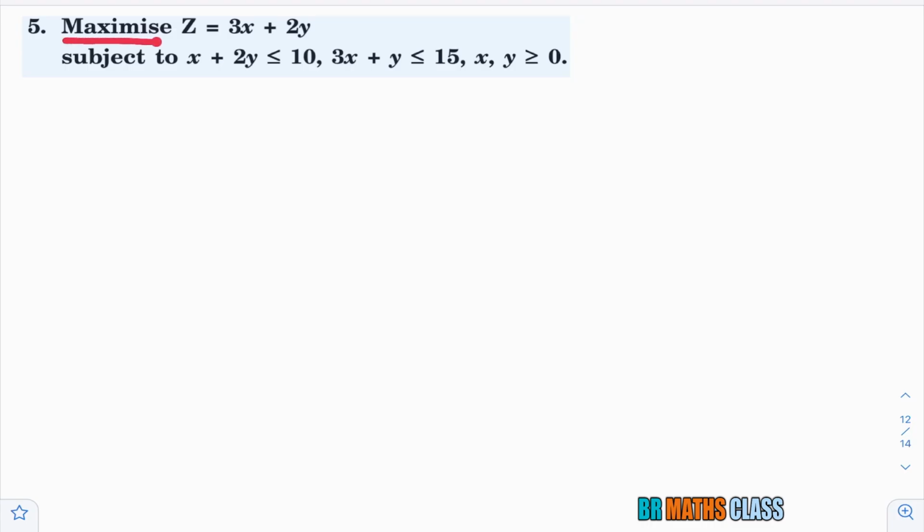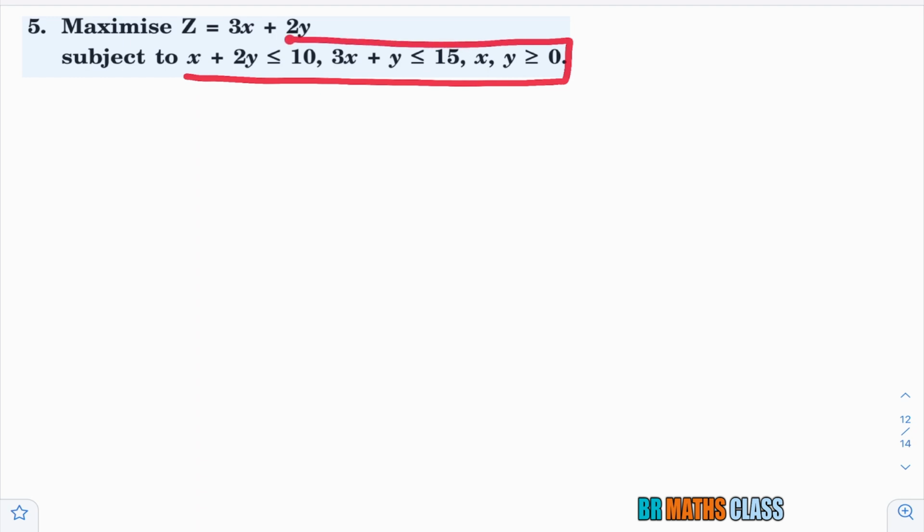In this question, they are asking to maximize this objective function under these constraints. That means by using these conditions, these linear inequalities, these restrictions, we need to identify when this function is maximum and what its maximum value is. To solve this problem graphically, please consider the constraints first. We need to graph these constraints.